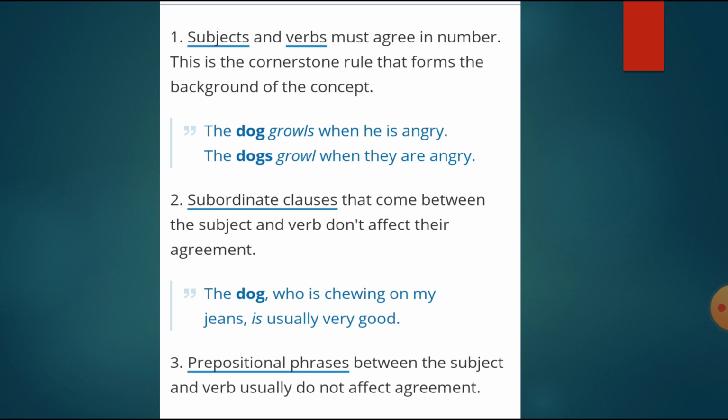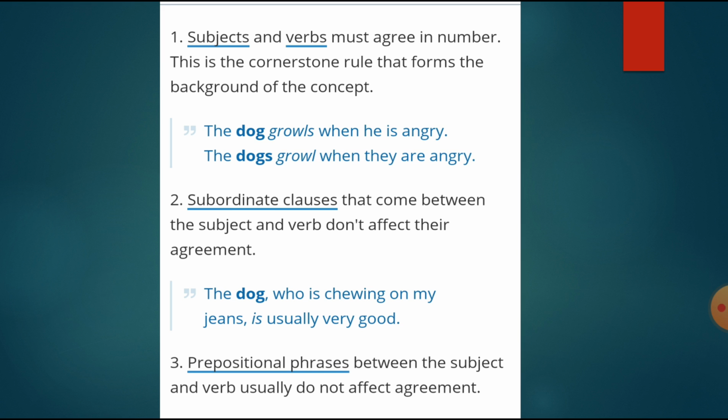Subordinate clauses that come between the subject and verb do not affect their agreement. The dog who is chewing on my jeans is usually very good. You can see that dog once again is in singular form, who will not be affected. We shall put singular verb because who is indicating the dog. Who is chewing on my jeans is a subordinate clause, so it also supports the same rule.